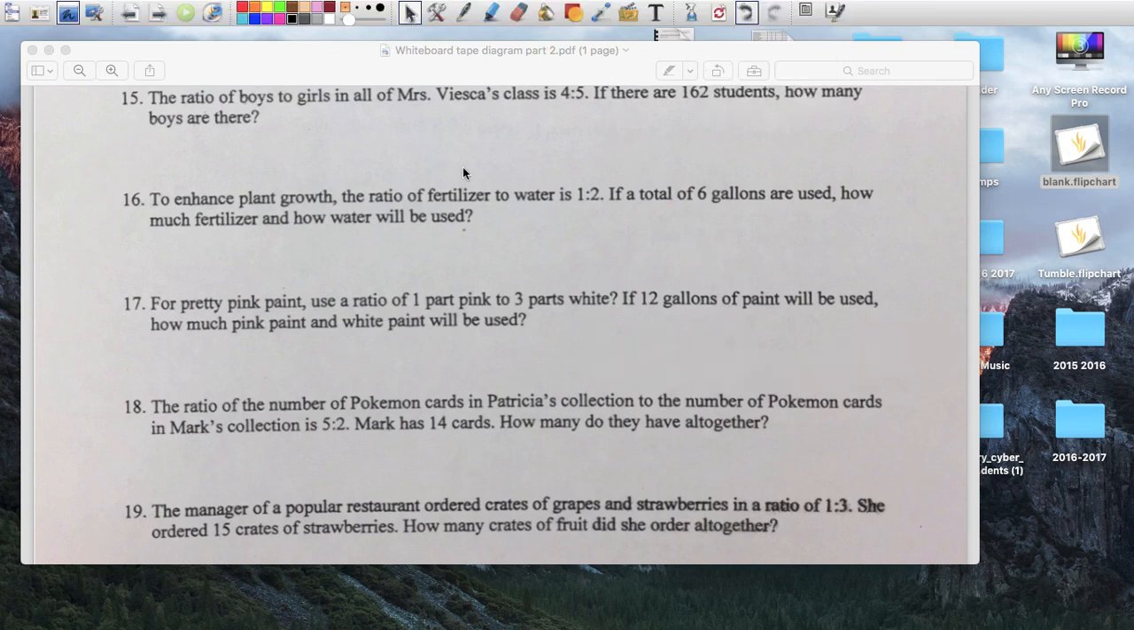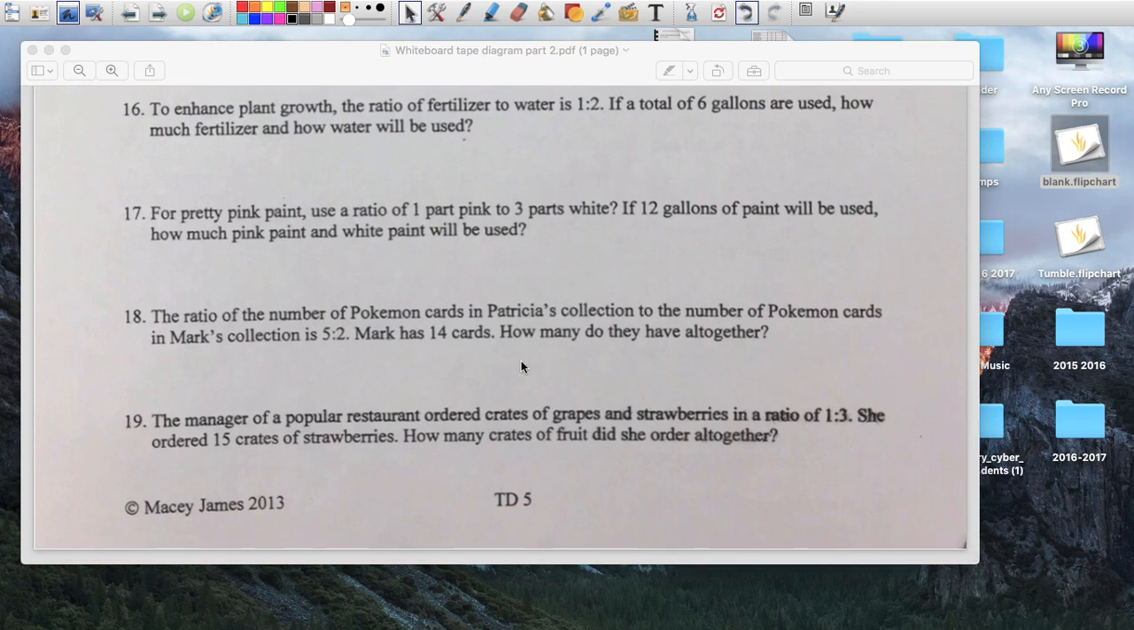Oh, 2 more questions. The ratio of the number of Pokemon cards Patricia and Mark have is 5 to 2, so Patricia is 5. 1, 2, 3, 4, 5, and Mark is 2. So that's what Patricia has, and Mark has these 2, so that's a 5 to 2 ratio. Now it changes because Mark has 14, so I put 14 next to the 2 boxes that represent Mark.